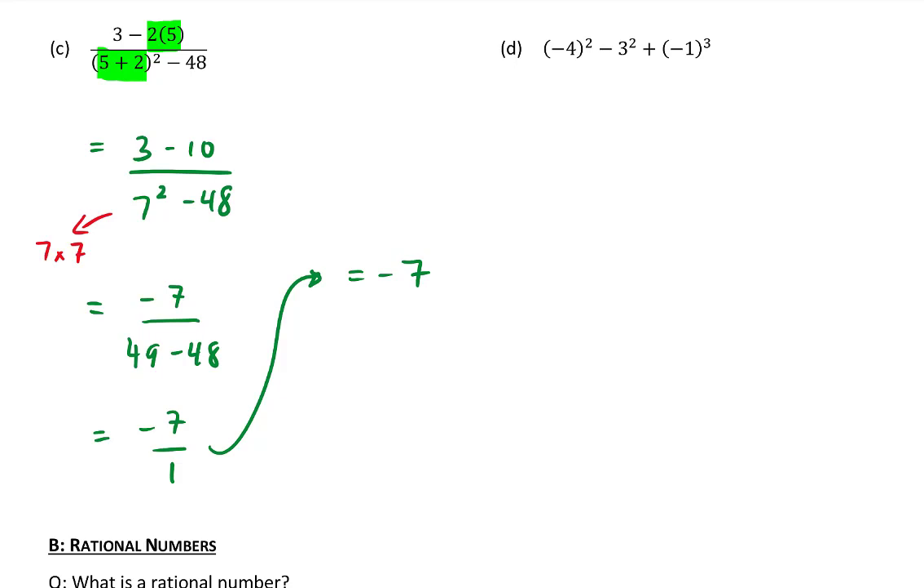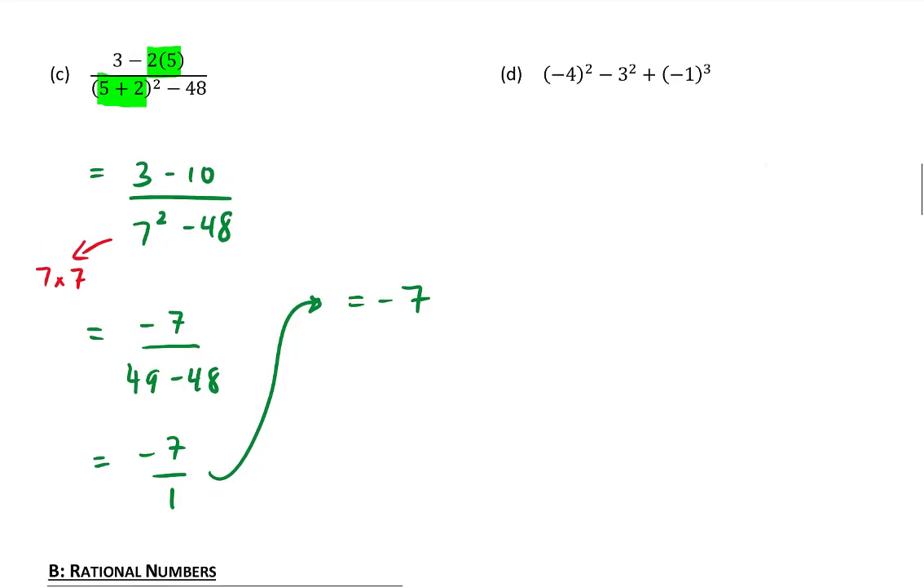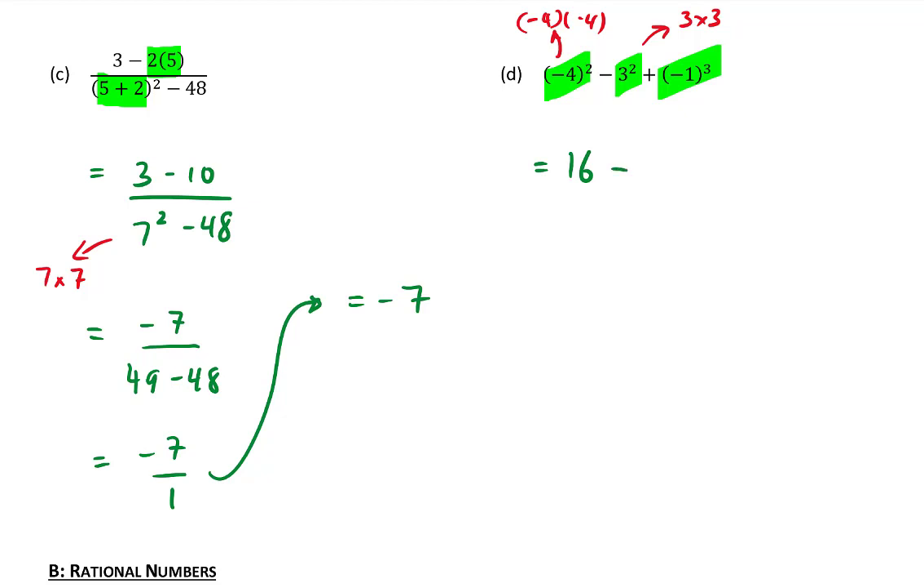And finally, our last integer expression, -4 squared minus 3 squared plus -1 all cubed. So let's start with the -4 squared. Remember, that is -4 times -4. So that gives us 16. So we dealt with the first term. We're going to deal with each of these separately. All right, the next one is 3 squared. That's 3 times 3. Notice I didn't put the negative in there because it's not in brackets with the exponent. So that's going to be minus 3 times 3, which is 9.